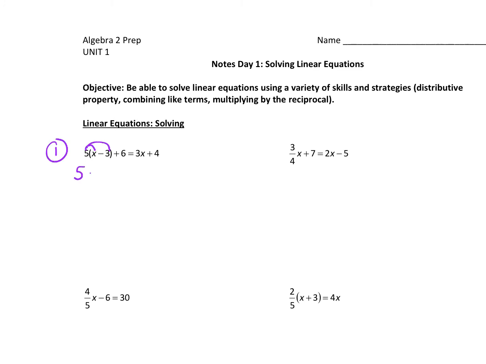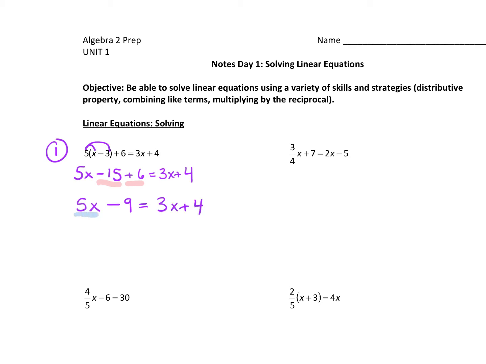So 5 times x is 5x. 5 times negative 3 is negative 15. Then I'm just going to bring down the rest of the equation. Then I'm going to look to combine any like terms. Well, I have a negative 15 and a positive 6. Those are the only like terms I can see on the left side. On the right side, I don't have any like terms. So I'm going to have 5x, well, negative 15 plus 6 is negative 9.